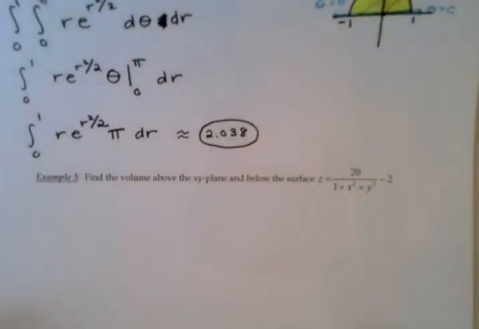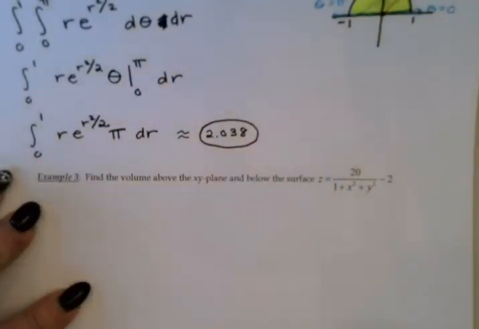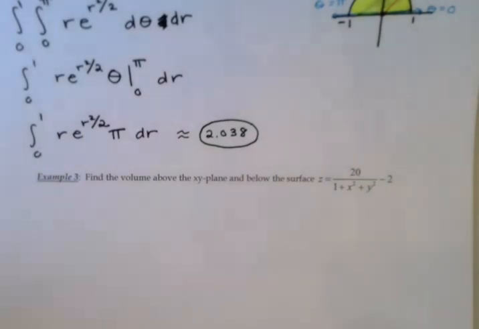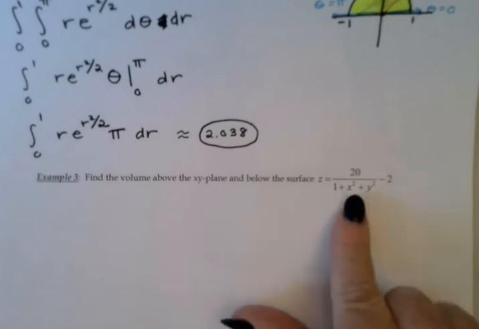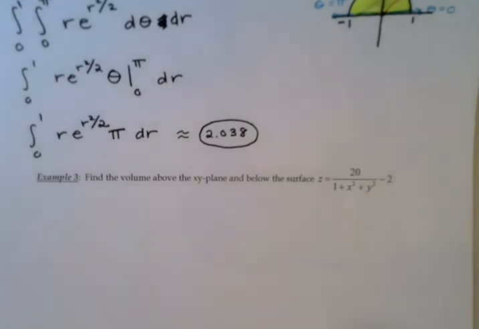All right, this next one is a volume problem. We'd like to find the volume above the xy plane and below the surface z equals 20 over 1 plus x squared plus y squared minus 2. I'm already thinking polar coordinates because of that x squared plus y squared. That's usually a good signal that polar coordinates are going to work well.